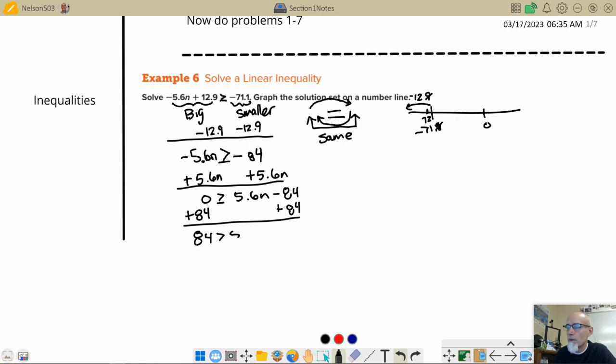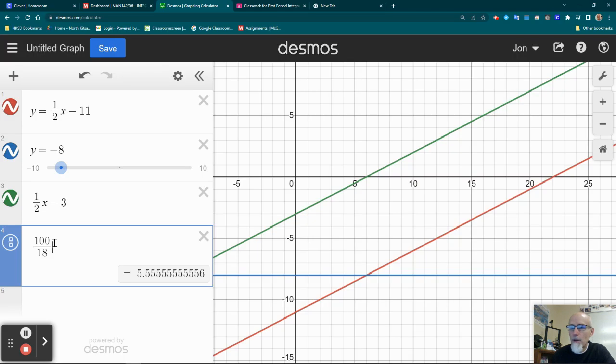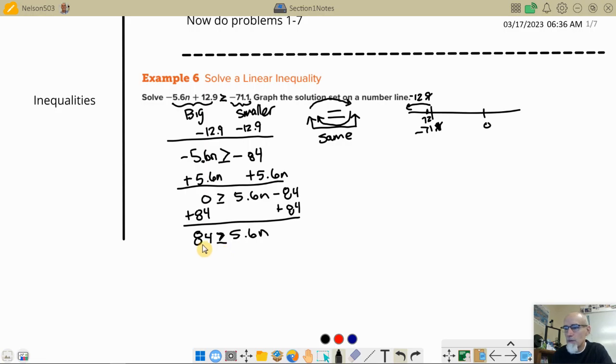84. Okay, now look, 5.6n. Notice the n now is on the less than side of my inequality. And then, of course, I'm just going to divide by 5.6, okay? So let's do that real quick. 84 divided by 5.6, okay? So 84 is going to go up in the numerator, and 5.6 is going to go in the denominator, and let's just make sure they're both positives, right?